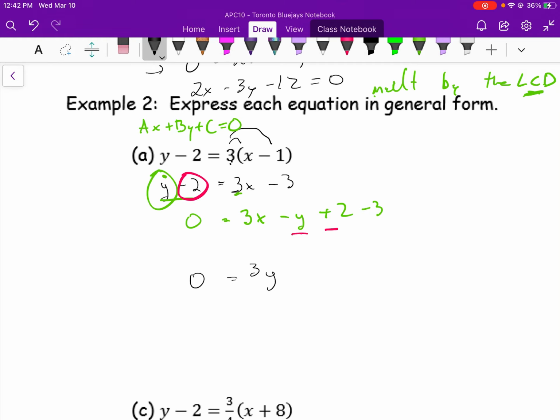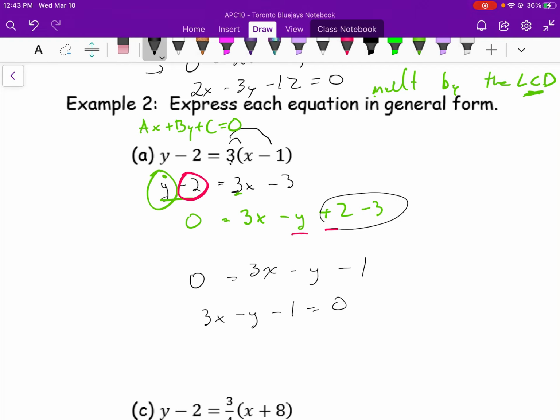I'm just going to clean this up and see where we are. I'm going to collect these like terms. There we have it. So is this in general form? Oh, I made a mistake there. It should be 3x. Is this in general form? Yeah, absolutely. I don't know why I like my 0 to be on the right-hand side, but maybe it's going to help me out in the future. But it's in general form.